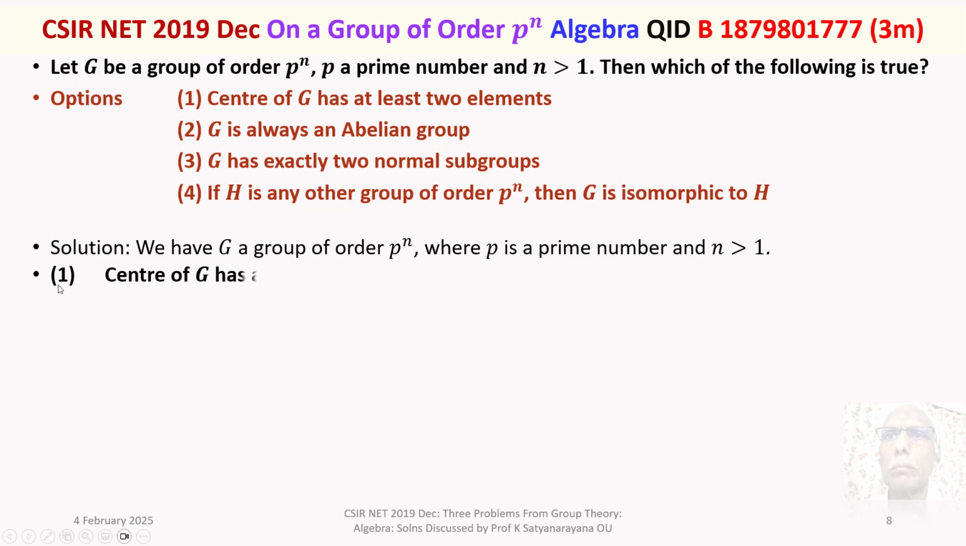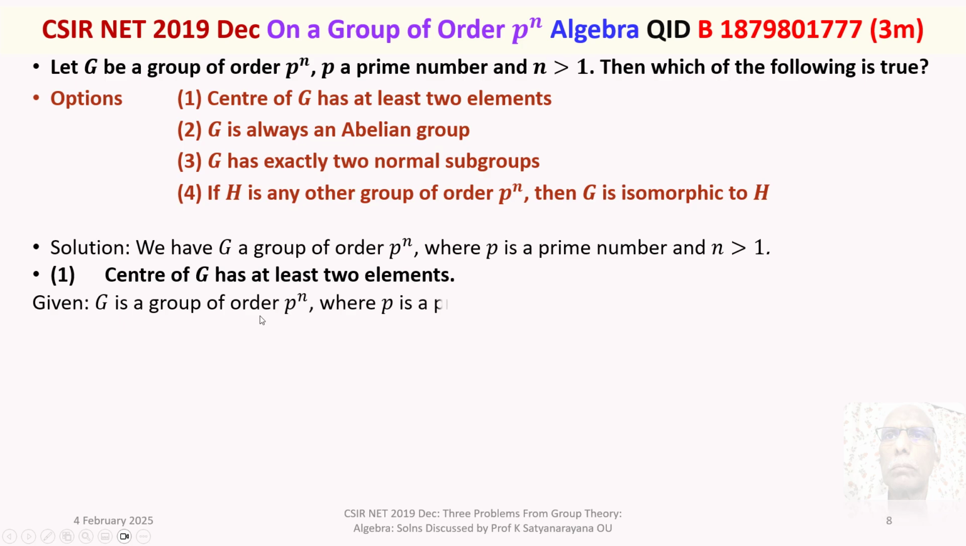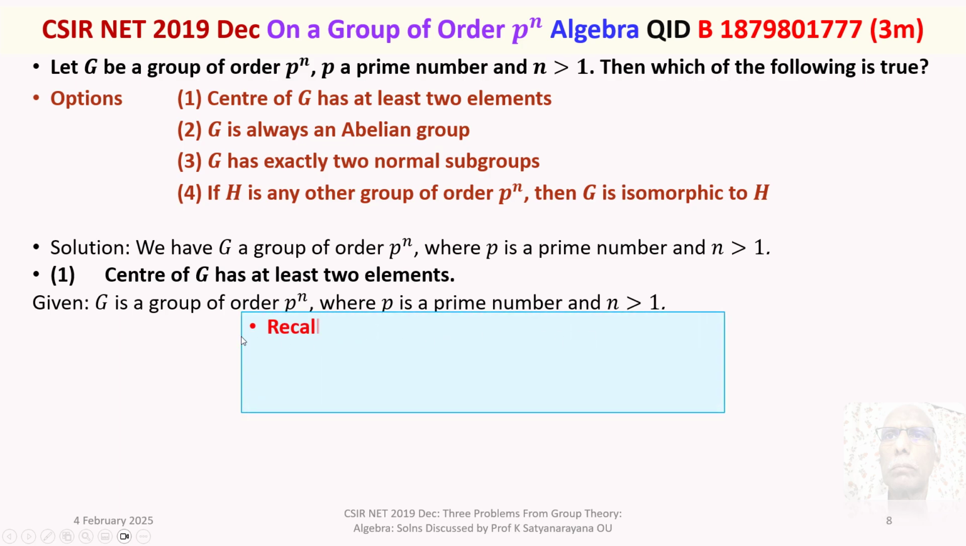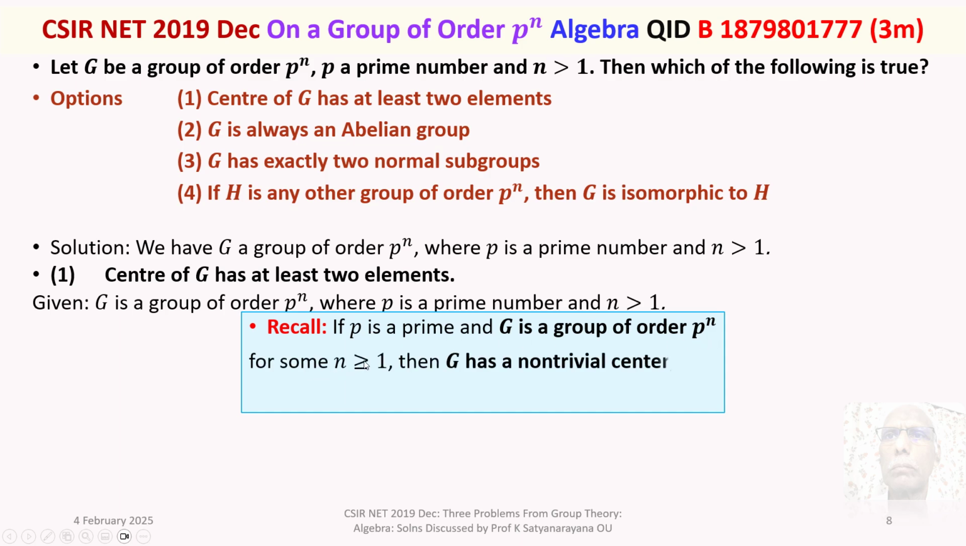Option 1: the center of G has at least 2 elements. Given G is a group of order p to the power of n, where p is a prime number and n is a natural number greater than 1. Now recall this result. If p is a prime number and G is a group of order p to the power of n for some n greater than or equal to 1, then G has a non-trivial center, that is, the order of Z(G) is greater than 1. Therefore, the order of Z(G) is greater than or equal to 2.